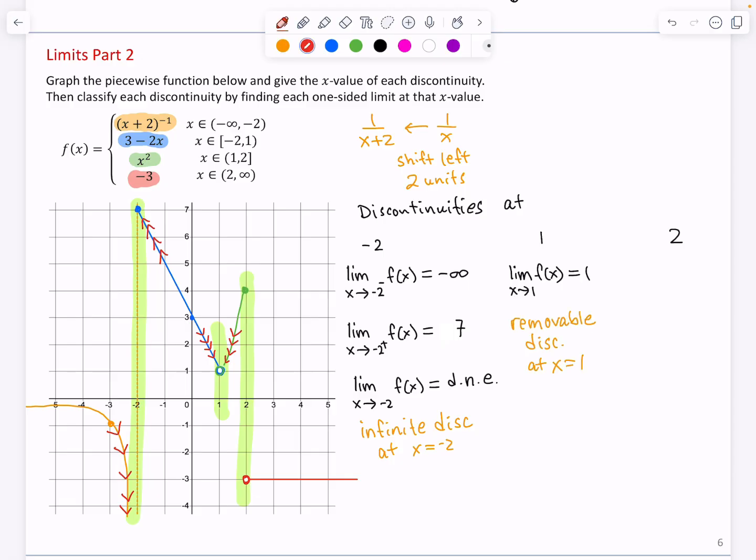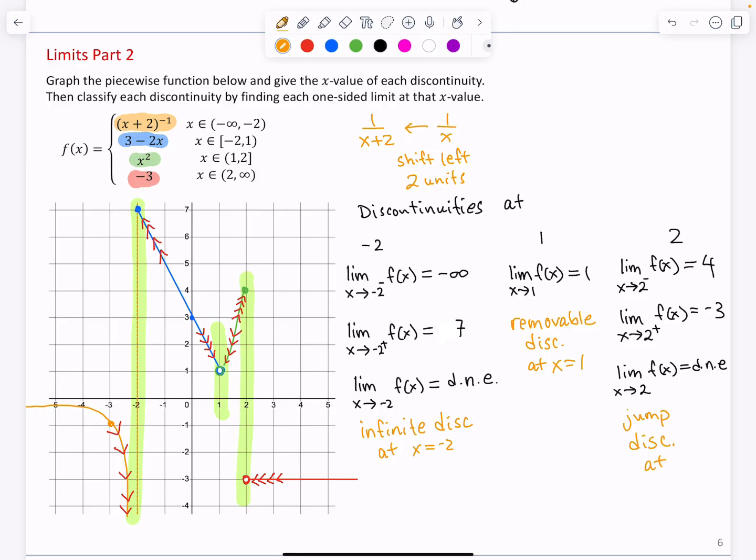Now focusing on the discontinuity at x equals 2. From the left side, look at the green curve. As we get closer and closer to an input of 2, the outputs get closer and closer to that green solid point whose height is 4. So as we approach 2 from the left of this function, we get 4 as the limit. Now we look to the right side of x equals 2, which has us looking at the red curve, and as we approach 2 from the right, the outputs are equal to and remain equal to negative 3. So our limit as x approaches 2 from the right is negative 3. These numbers aren't the same, so the two-sided limit we say does not exist. And because the one-sided limits exist and are both finite, this is called a jump discontinuity at x equals 2.